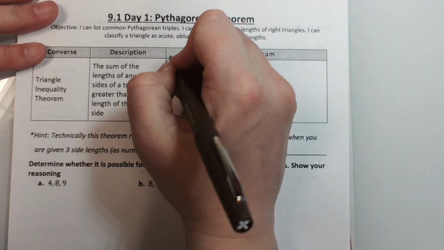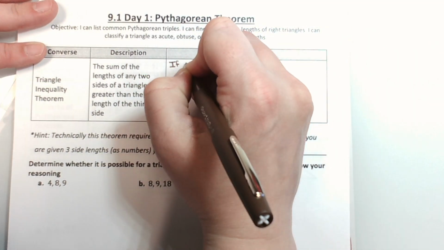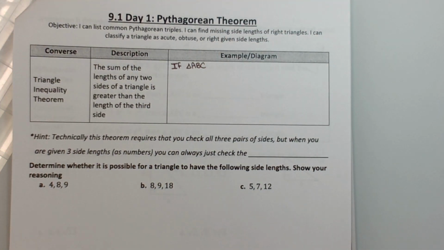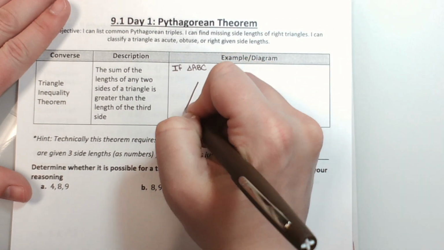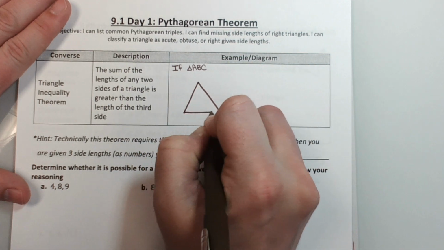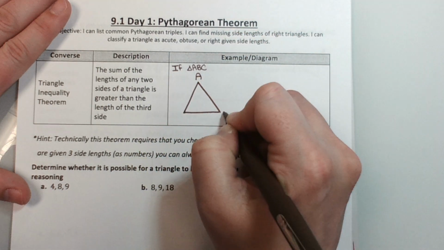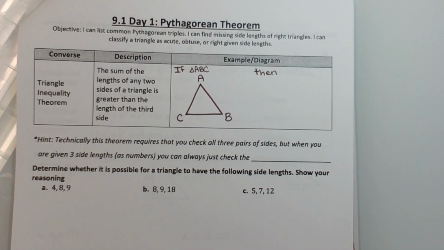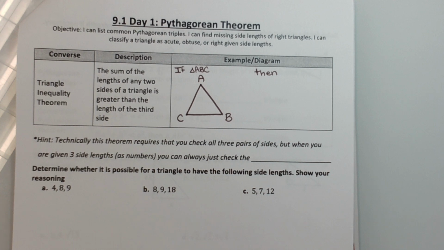So if I have a triangle, and I'm just going to say for the short version of it, if triangle ABC. And then we're going to draw a picture that helps us out with this triangle. Then. Now before we get to actually filling in the then of this theorem, in talking about right triangles and trigonometry, we got to talk about a change in notation.